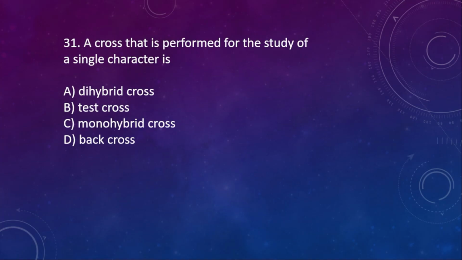31st one. A cross that is performed for the study of a single character is A, dihybrid, B, test cross, C, monohybrid cross, and then D is back cross. Here the right option is option C, monohybrid cross. What is actually a monohybrid cross? A genetic cross between two individuals where only one specific trait or character is studied.